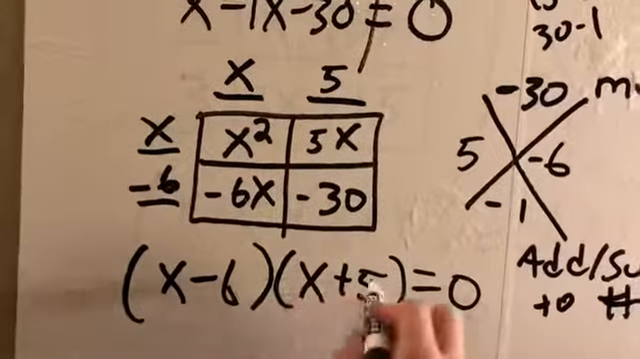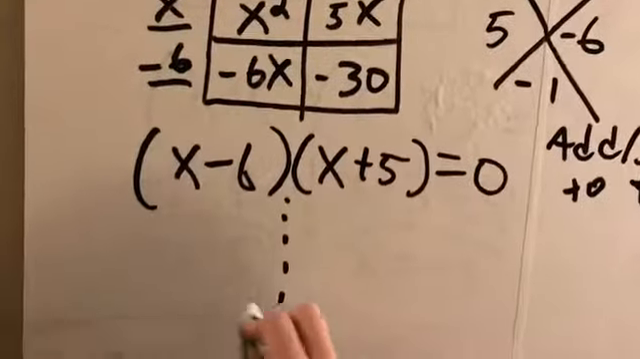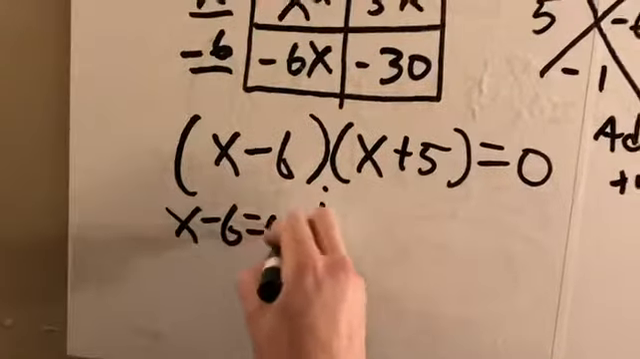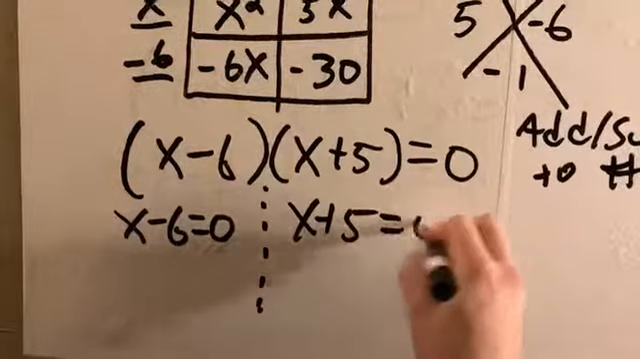And we have our factors. And now we need to get our solution. You set each parentheses equal to 0 and solve.